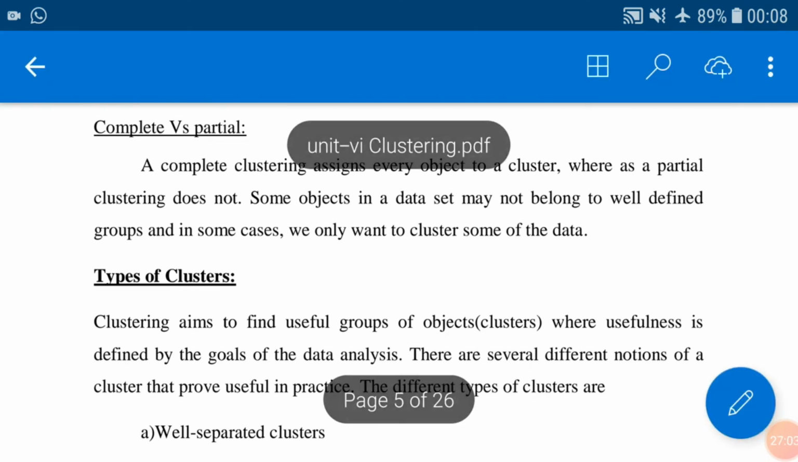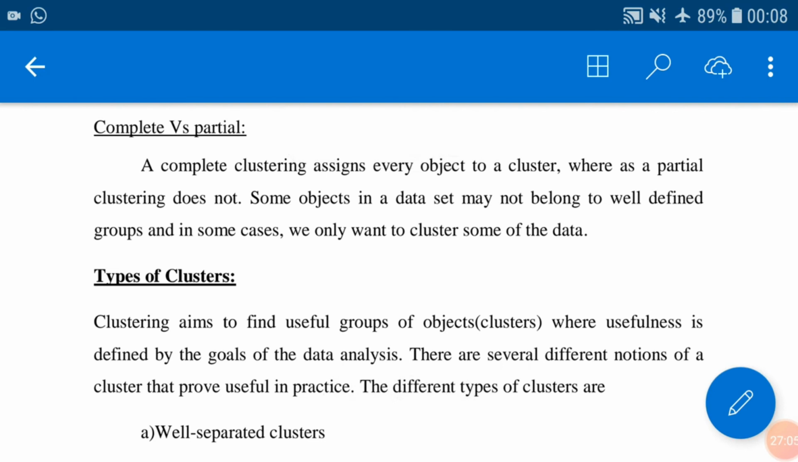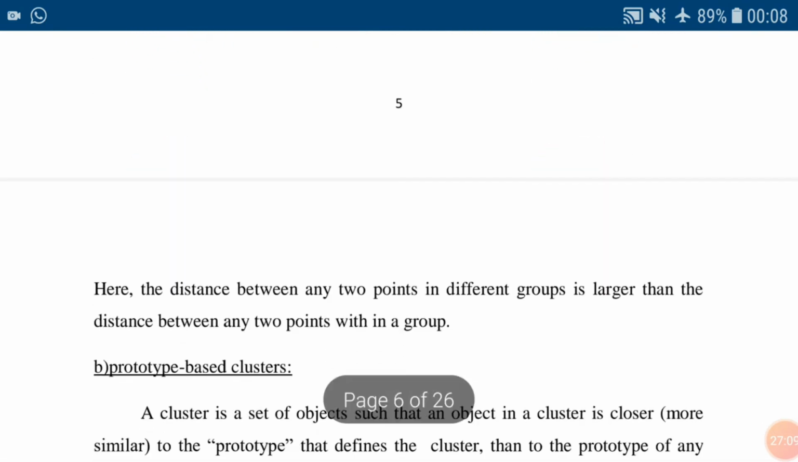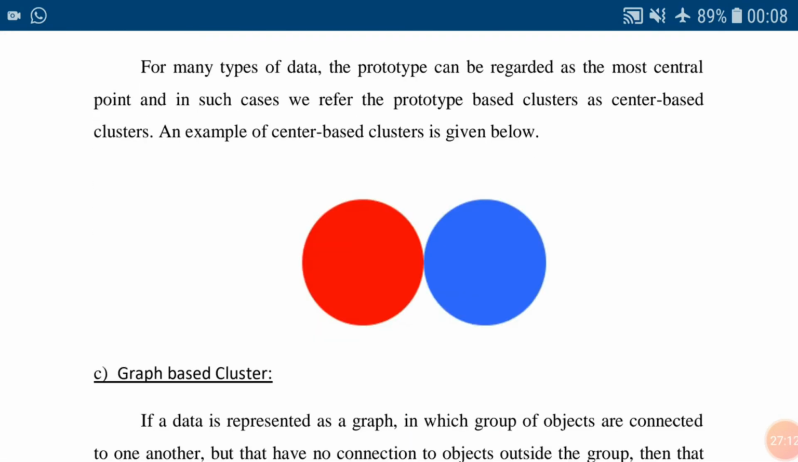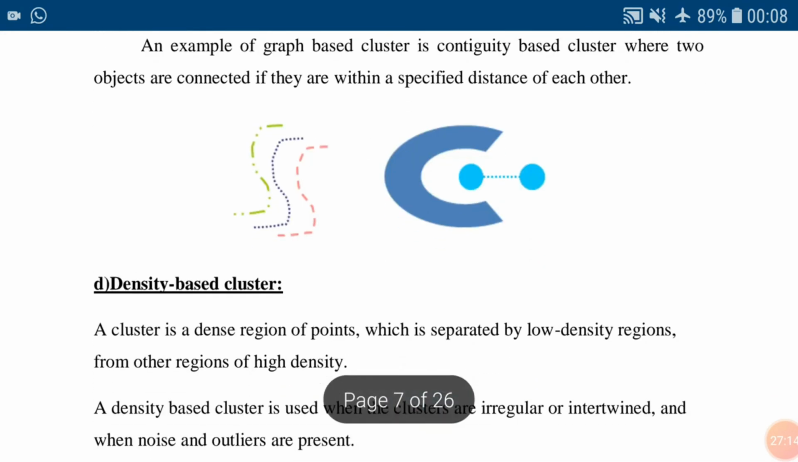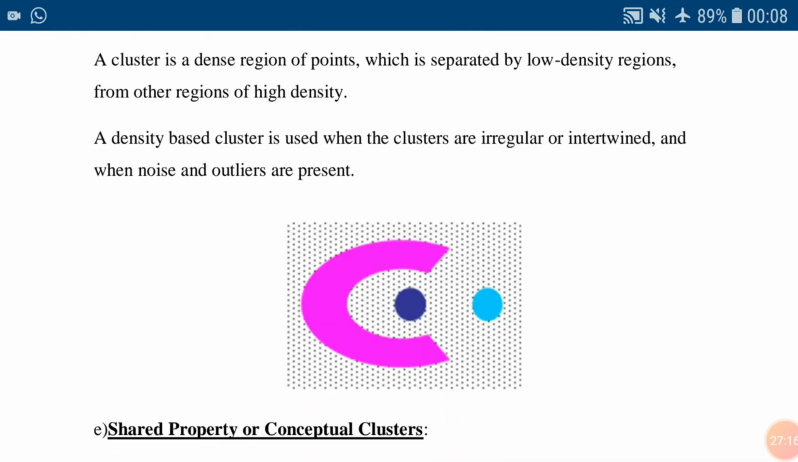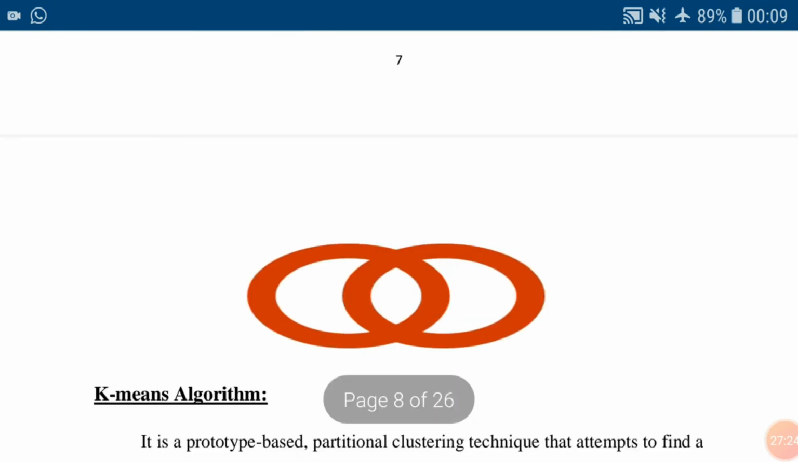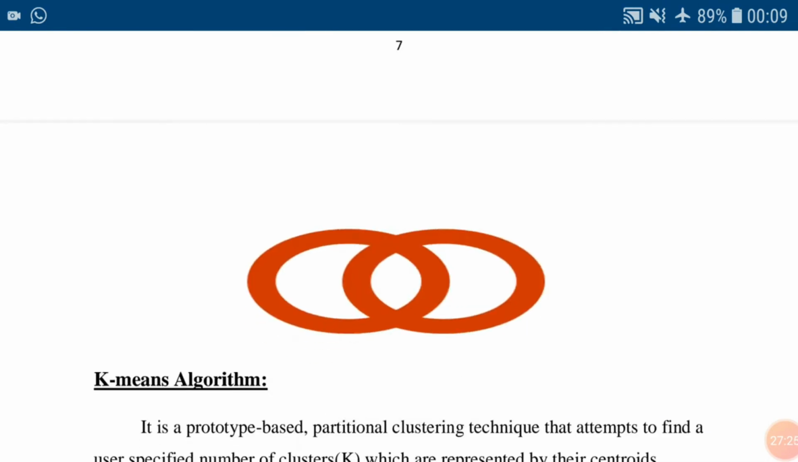Okay, in the next class we will see different types of clusters. We have different types of clusters, and we will see those. Next, we will see different algorithms. In the next class mostly we will see the types of clusters, and in further classes we will see the algorithms.